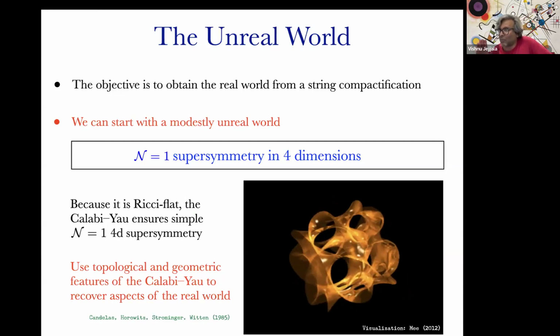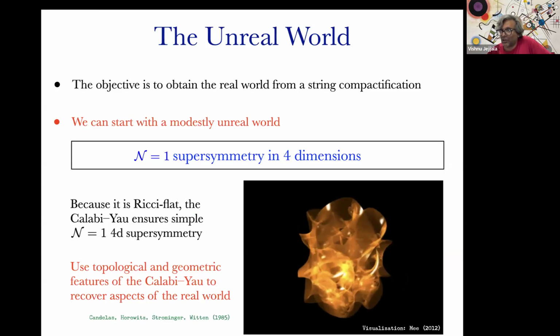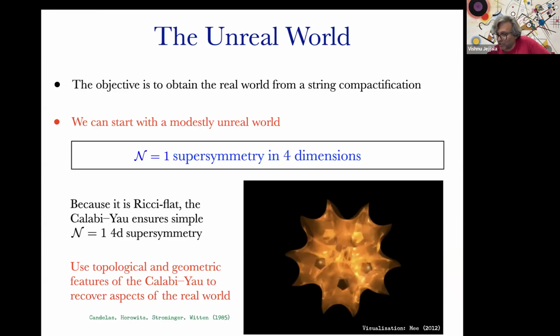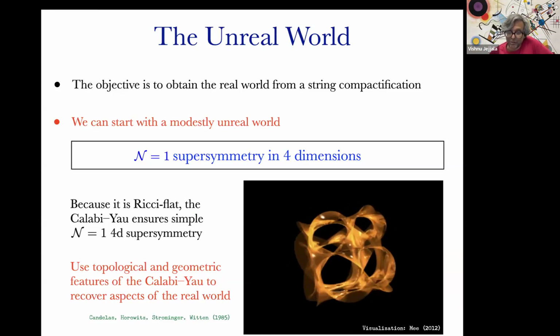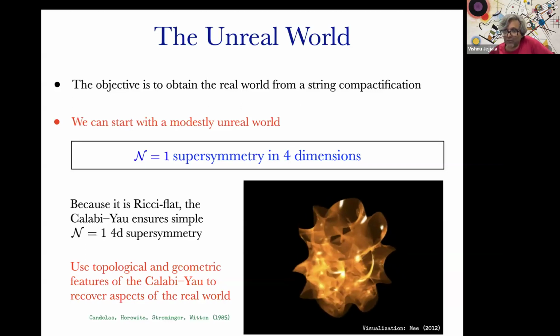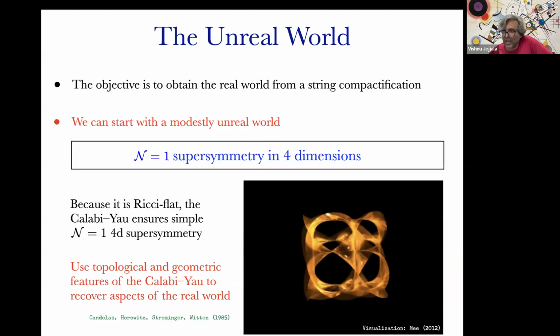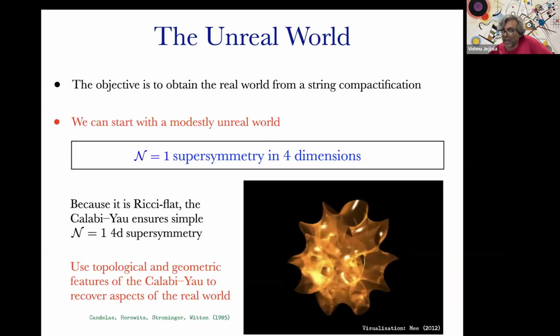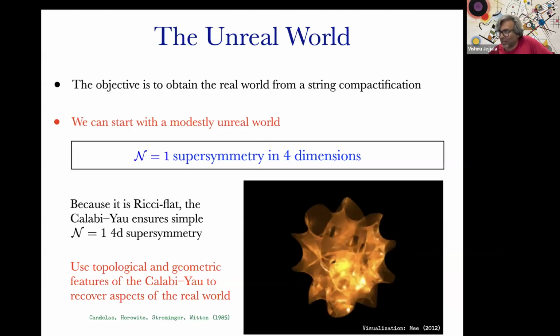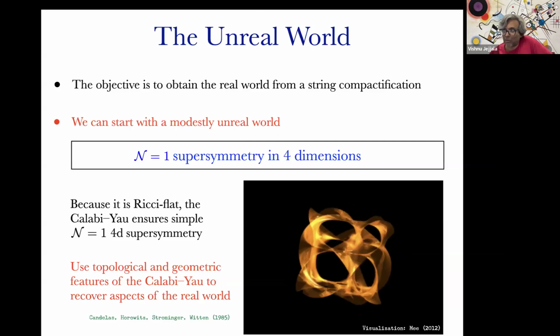So already purely on topological grounds, we're able to realize some aspects of physics that we're interested in at low energies. This program was initiated in the mid-1980s by Candelas, Horowitz, Strominger, and Witten, and since then we've been using the heterotic string in order to realize standard model-like theories.